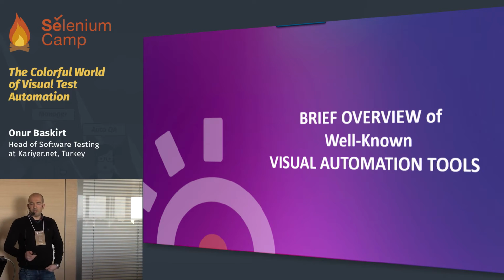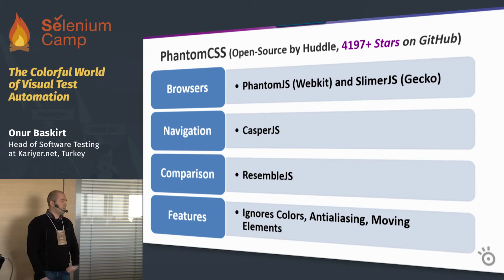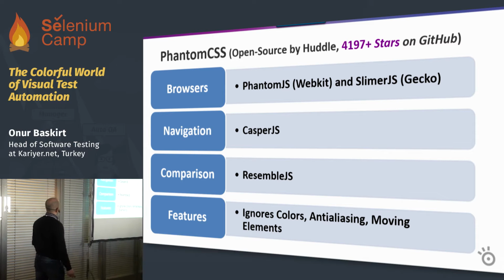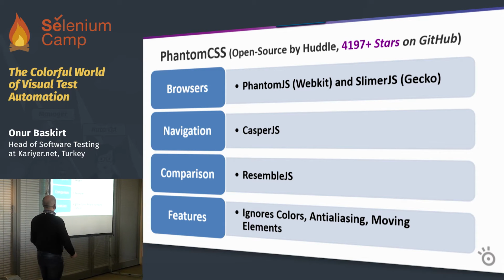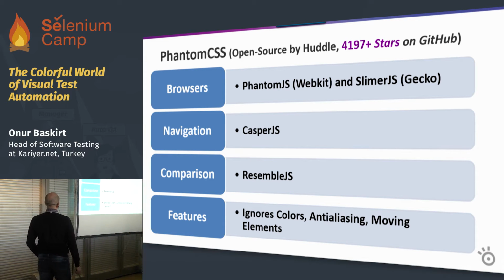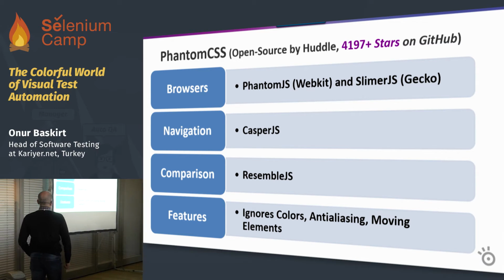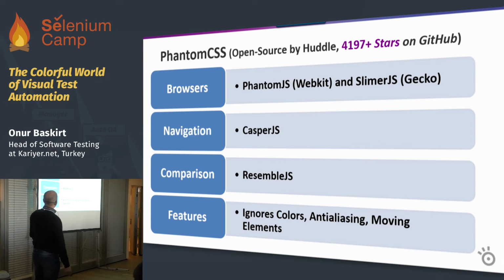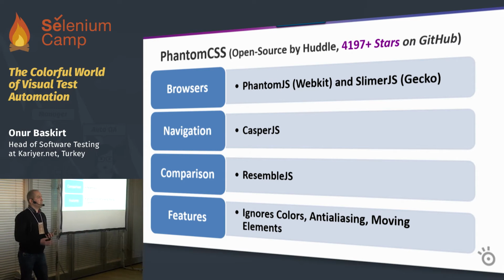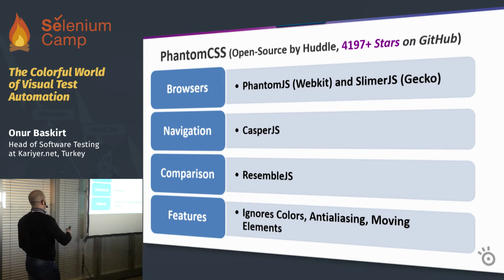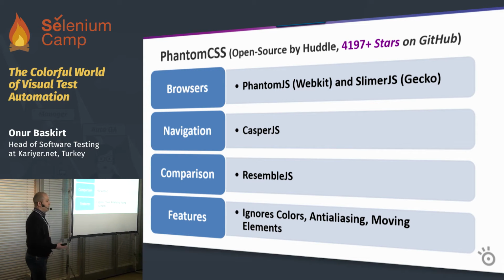We will go on with a brief overview of some tools. The popular ones, I think many of you know these tools. This is PhantomCSS. It's also very powerful, popular. It is open source by Huddle. Browser support is with Phantom.js and Slimer.js. Navigation and taking screenshots is done by Casper.js. And the comparison engine is Resemble.js. It's a very nice tool also.